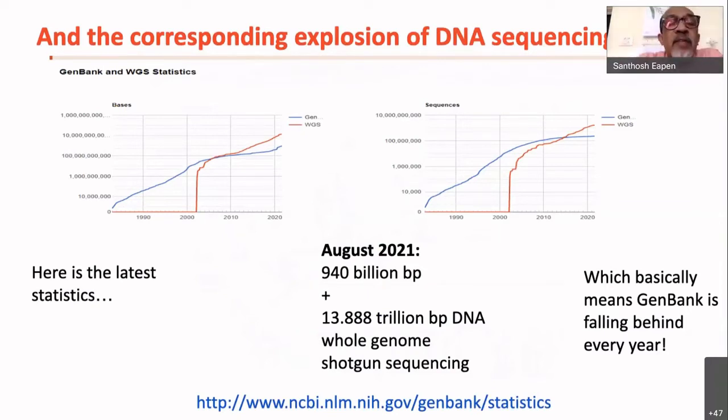You can see on the left side the number of bases available. The whole genome sequence data has overtaken the conventional sequencing, and on the other side, for the number of organisms and sequences available, you can see there's a drastic difference. Almost 940 billion base pairs are available through conventional sequences, and on the other hand, you have a large number, 13.8 trillion base pairs of DNA sequences, through whole genome sequencing. This shows the sudden momentum in whole genome sequencing happening all around the world. This is the latest statistics as of August 2021. It just shows how much data is getting piled up day by day.